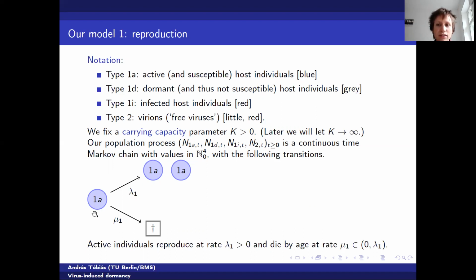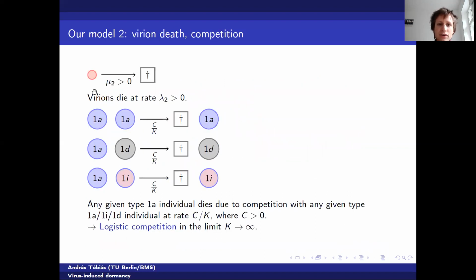If we have a type 1A individual, so an active individual, this reproduces via clonal haploid asexual reproduction at rate lambda 1 greater than 0, and it dies due to age at rate mu 1, where we assume that mu 1 is strictly less than lambda 1, so that there's no rapid extinction of type 1A in the absence of viruses. Then virions cannot reproduce on their own, but they can die in a natural way at rate mu 2 greater than 0.